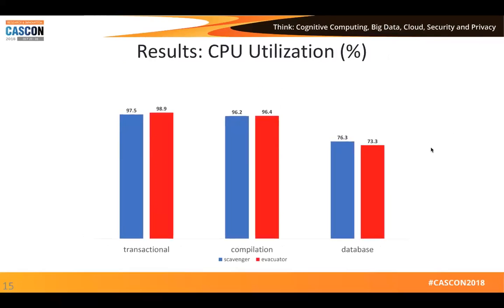For the other 2 workloads, and for well-tuned workloads, you'll typically get better than 95% CPU utilization for Scavenger or for Evacuator. Scavenger does a really good job with this, and Evacuator manages, it keeps up with it.